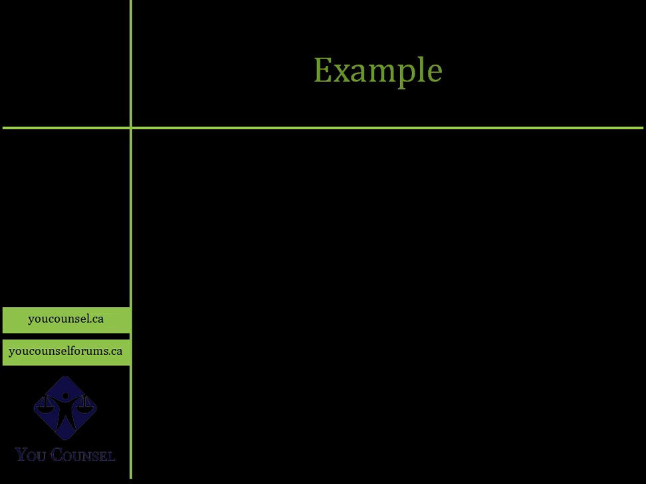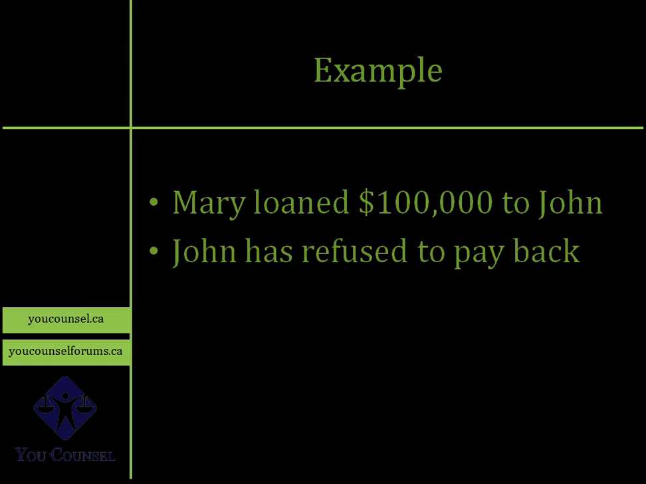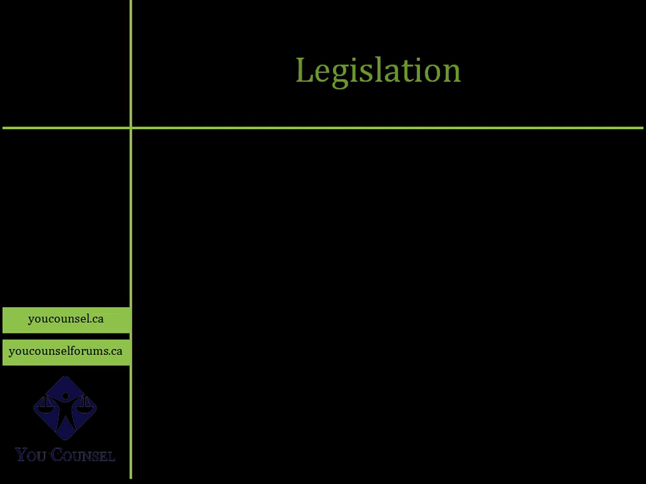In our previous lectures, we started with an example. It is easier to explain the process with an example. So we came up with this scenario where Mary loaned $100,000 to John. John refused to pay back the money, and Mary needs to go to court and get a court order or a judgment against John so she could get her money back.